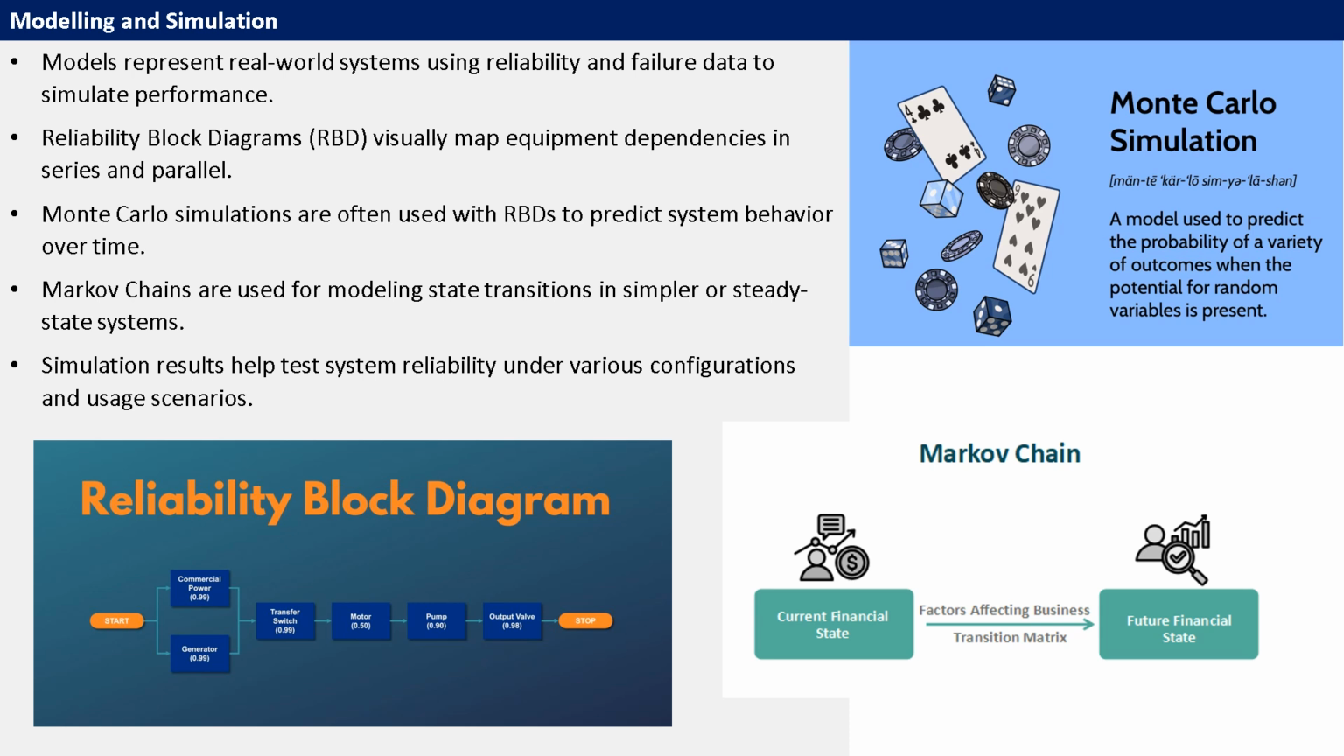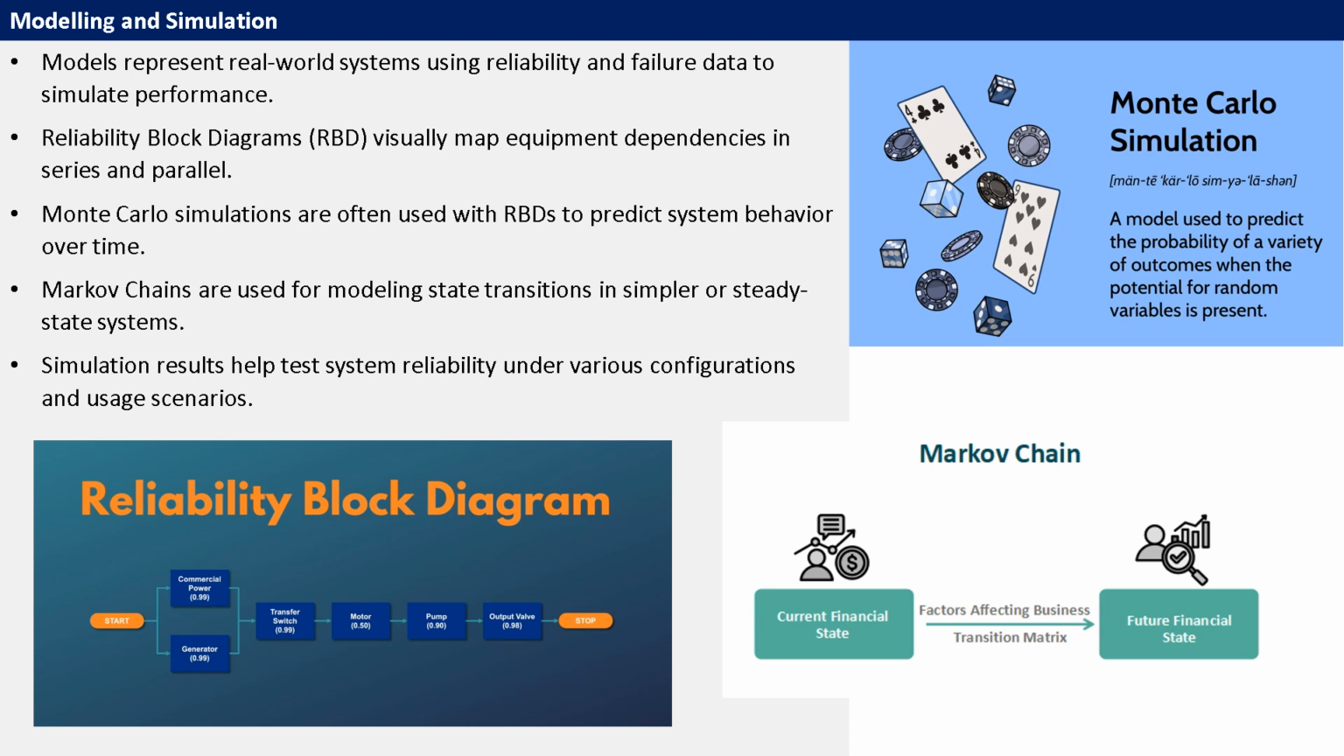Monte Carlo simulations are often paired with RBDs to evaluate how the system performs under different operating conditions. These simulations use random sampling based on known failure and repair distributions to simulate thousands of potential outcomes. The result is a statistical prediction of performance metrics like availability, reliability, and downtime over a defined time horizon.